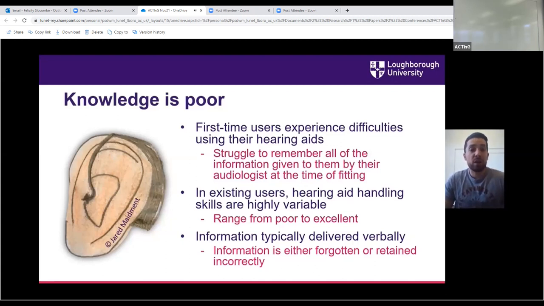Now, this doesn't only apply to first-time users. The literature has also shown us that existing hearing aid users' knowledge is extremely variable, ranging from poor to excellent with regard to hearing aid handling. Now, the reason for this is because information typically delivered in clinic is delivered via verbal means. And this is problematic because often information can be forgotten or retained incorrectly.